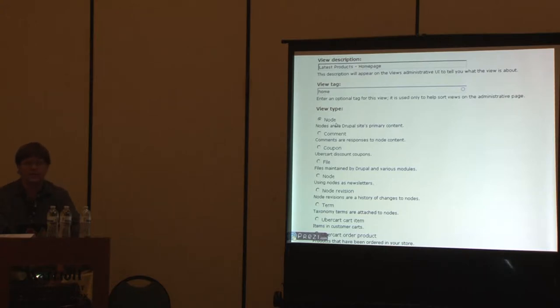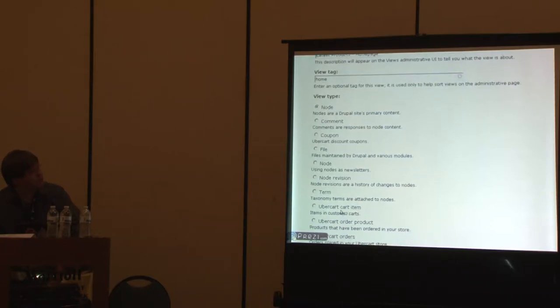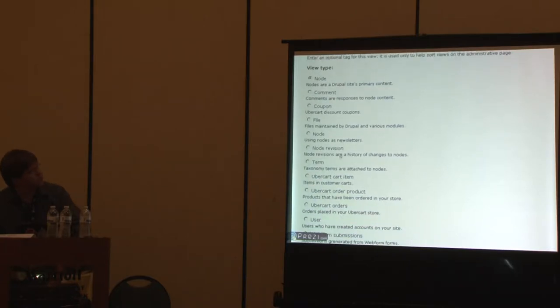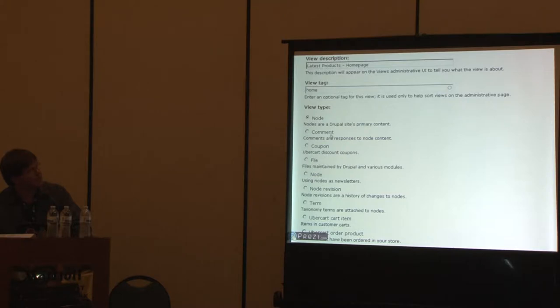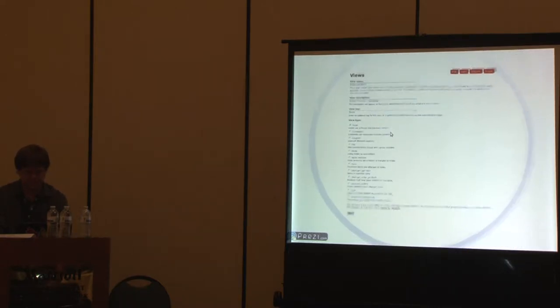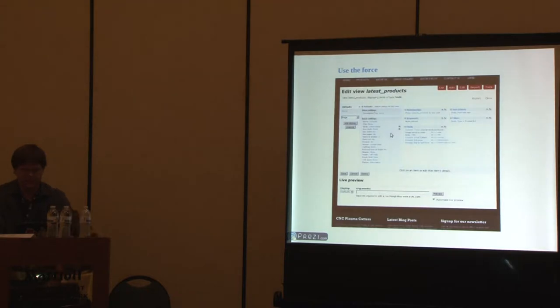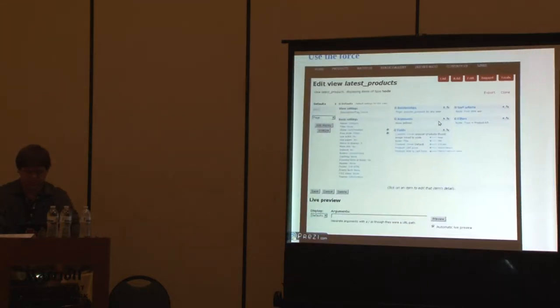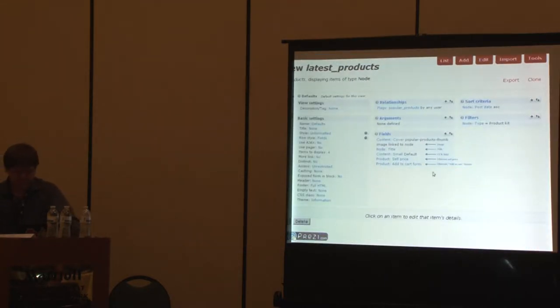If you guys have any database experience, what this is asking you is, what base table are you going to be using for the view? So it's saying, are you selecting from the users table, or from the files table, or from the comments table? Well, in our case, we're looking at product kits, which are nodes, content types, the product kit content type. With me so far?